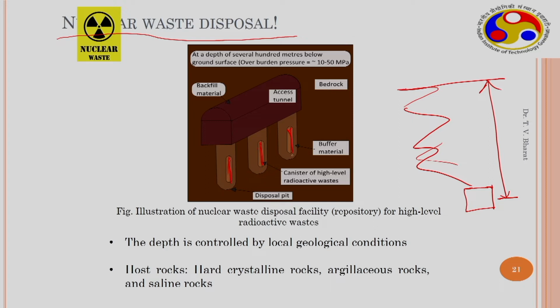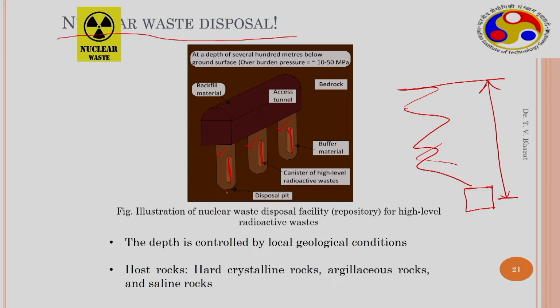These canisters are placed, and it is backfilled with bentonite material. Bentonite is a highly expansive, highly plastic clay. Essentially, the bentonite around the canister would contain the radioactive waste element by making the permeability very low. The permeability of bentonites in unsaturated condition is as low as 10 power minus 16, 10 power minus 18 meter per second.